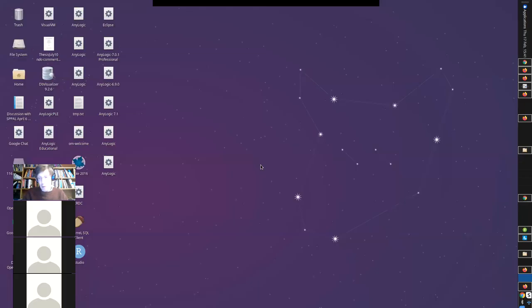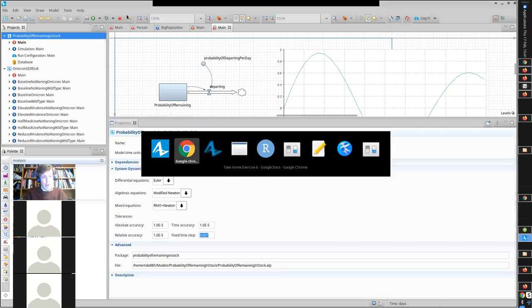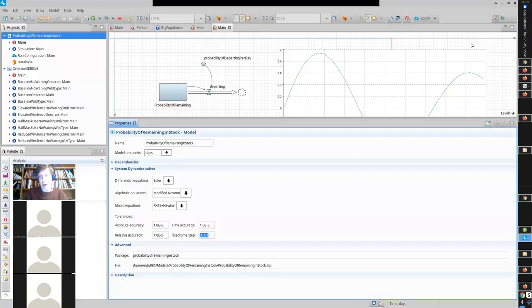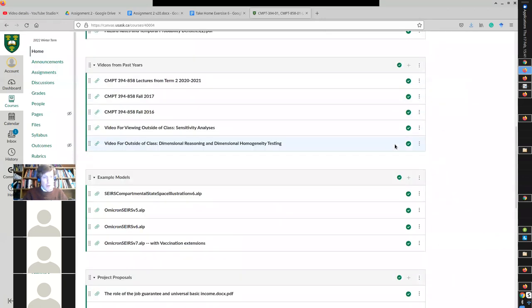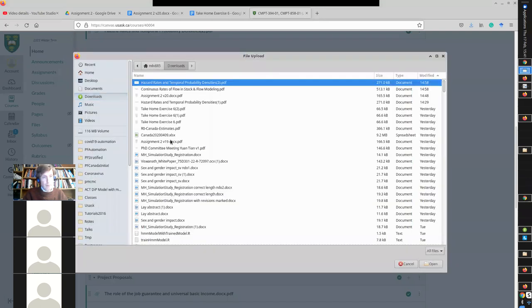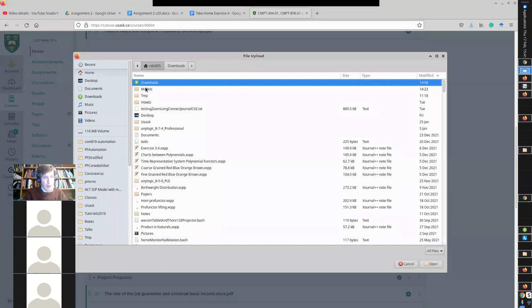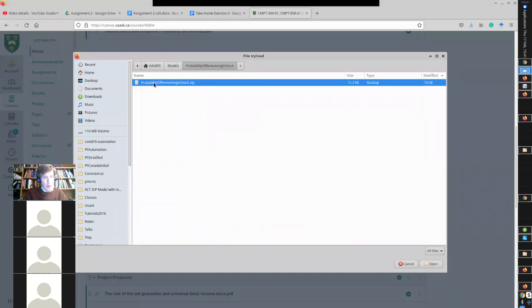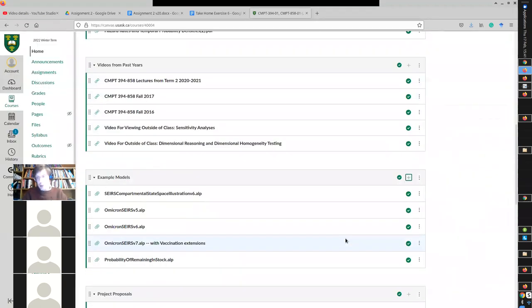In fact, if anyone wants to play around with it, taking advantage of the fact that we have this up right now, I will post to the example models a model which exactly illustrates this. So it's in my models, and there we go.